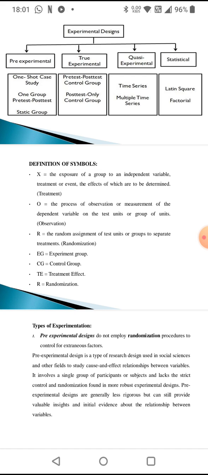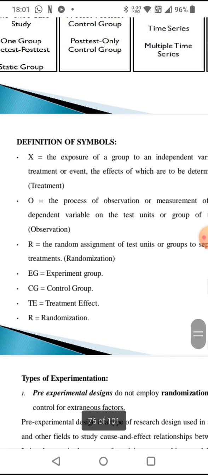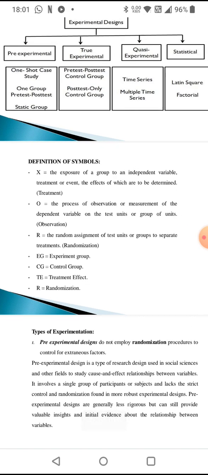Before starting with the types, let us have a brief look at all the symbols used in the formulas for the different types. X is the exposure of a group to an independent variable, a treatment or an event, the effects of which are to be determined. O is the process of observation or measurement of the dependent variable on the test units or group of units. Capital R is the random assignment of test units or groups to separate treatments. EG is experiment group, CG is control group, T is treatment effect, and R is randomization.